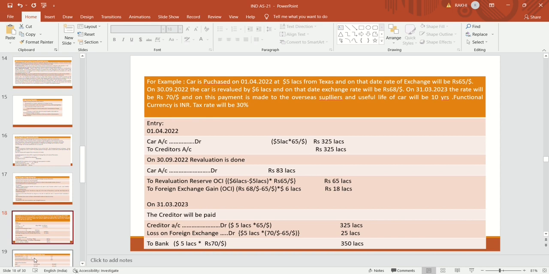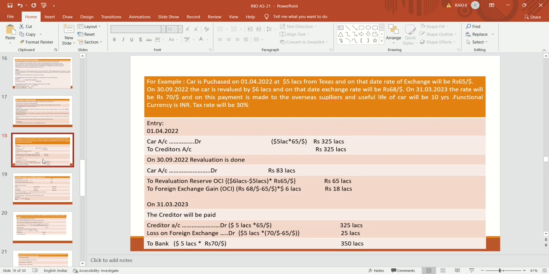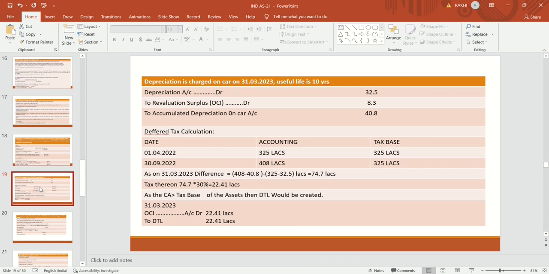On 31st March, what will we do next? We will charge depreciation on the asset, because the useful life of the asset is 10 years, and we had also created a revaluation reserve on that. The actual depreciation on the car will be on the value of the asset. The total value of the asset is 325 plus 83, that is 408 lakhs, and we will make depreciation over the useful life of 10 years. So depreciation on the asset will be 40.8.